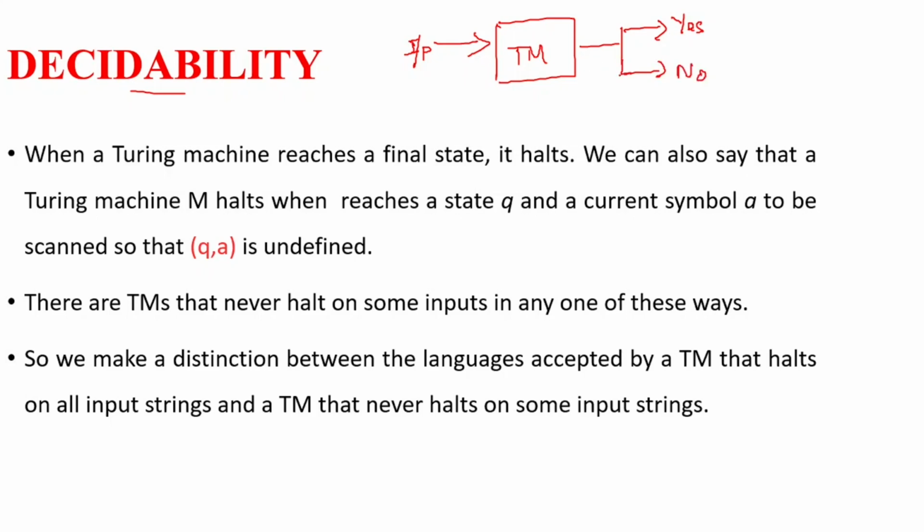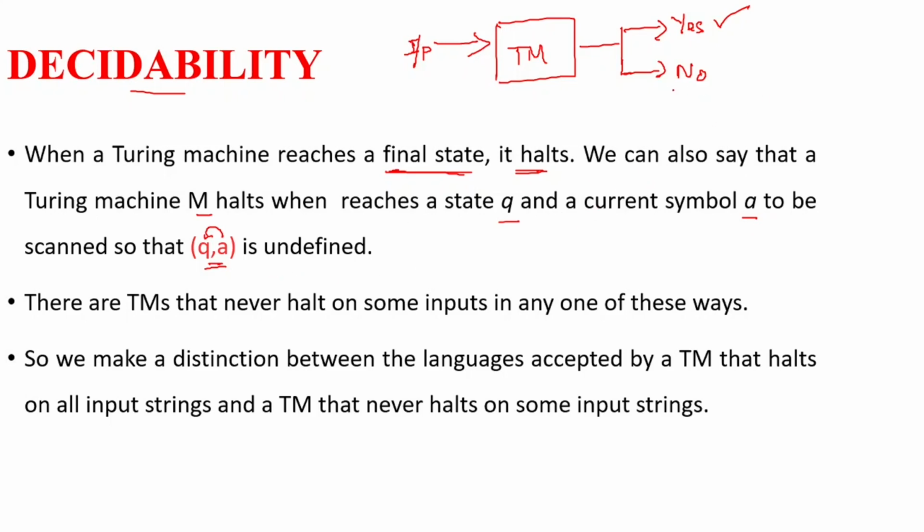So when does it say yes? When the Turing machine reaches the final state and halts, then the conclusion is that the input is accepted. So the Turing machine is deciding something here, right? We can also say that a Turing machine M halts when it reaches a state Q and the current symbol A to be scanned is such that δ(Q, A) is undefined. We have already come across such a scenario where the Turing machine does not know what to do when it scans a particular symbol in a particular state. So when it is undefined, it halts.